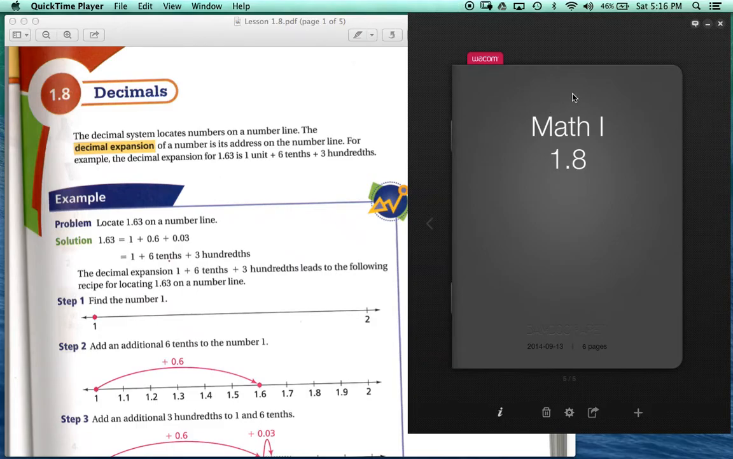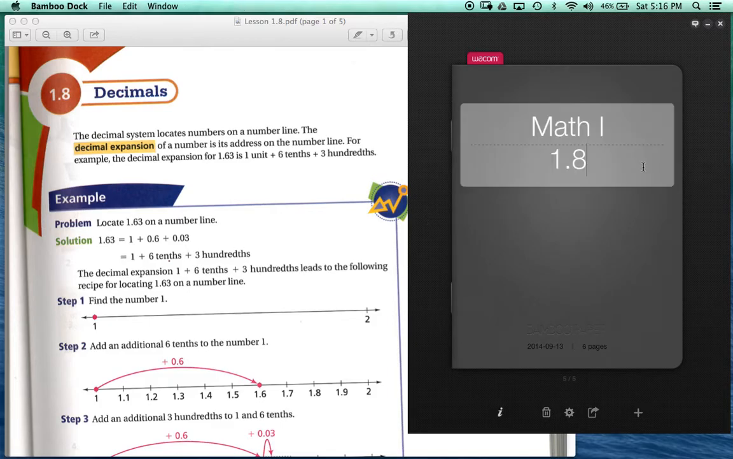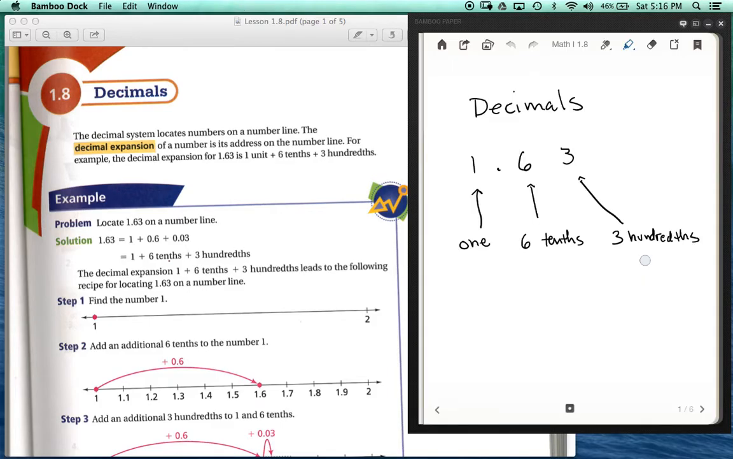Okay, lesson 1.8, we start talking a little bit about decimals and the decimal system. So decimals work this way. You've got your whole number part, this would be 1, your decimal to hold the place, and then you start working backward. You've got tenths, and then hundredths, and then thousandths, and then ten-thousandths, and then hundred-thousandths.